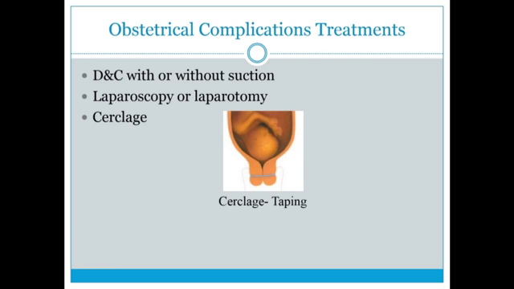The treatment for an abortion is a D&C with or without suction, and the treatment for an ectopic pregnancy is a laparoscopy or a laparotomy, both discussed in the GYN lectures. The treatment for an incompetent cervix is a Shirodkar procedure or a cerclage. This procedure uses a purse string suture to maintain closure of the cervix to prevent premature delivery. The suture is removed before delivery.